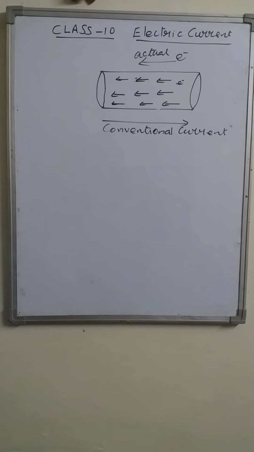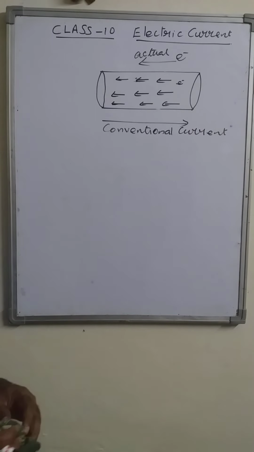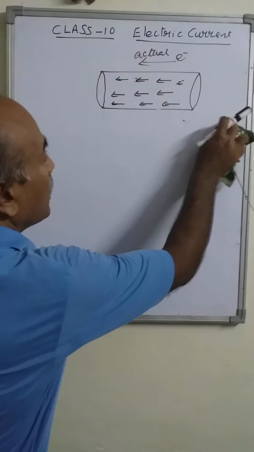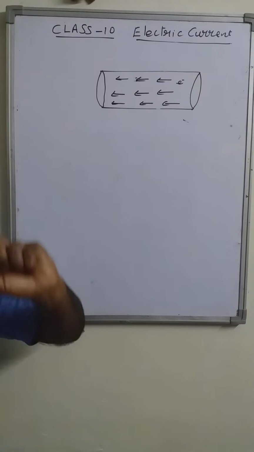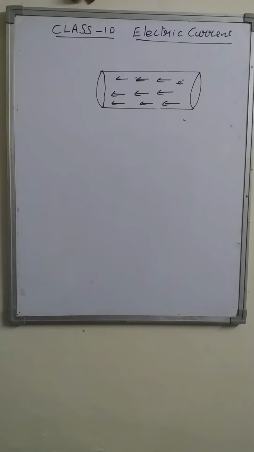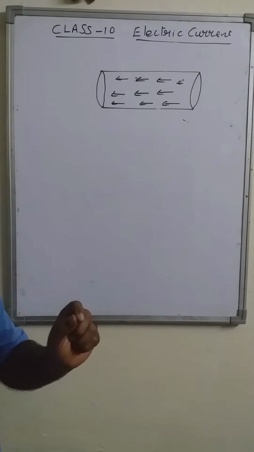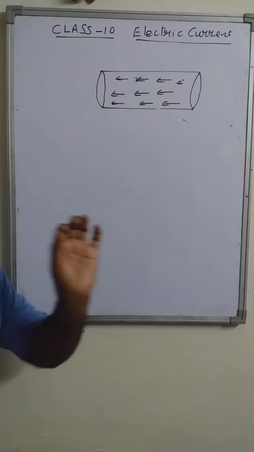Now, the next topic we move to, we have to discuss that inside this conductor, electrons are flowing in a particular direction that constitutes the electric current. How are these electrons able to move in a particular direction?